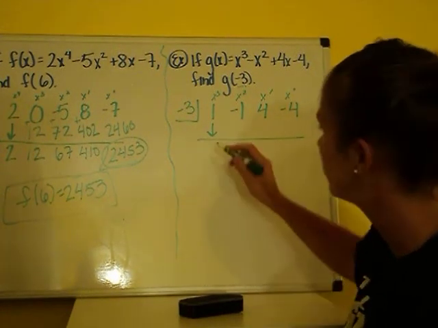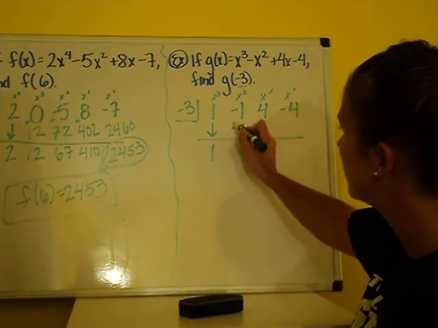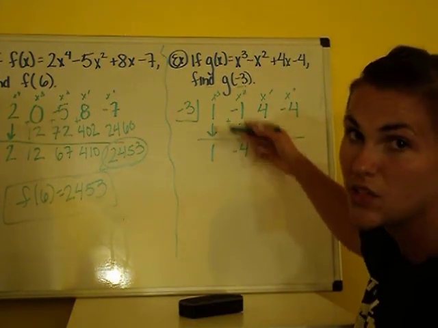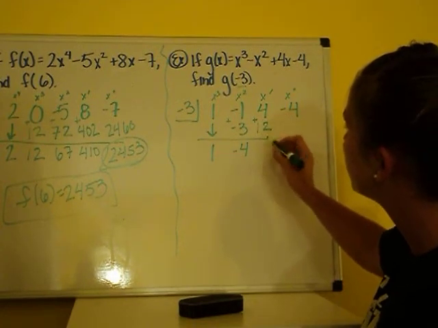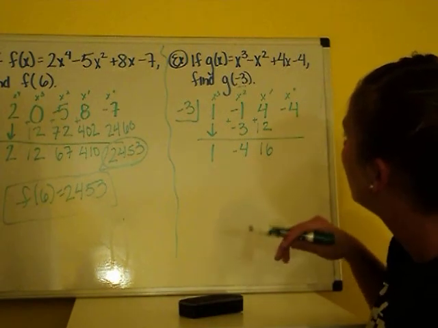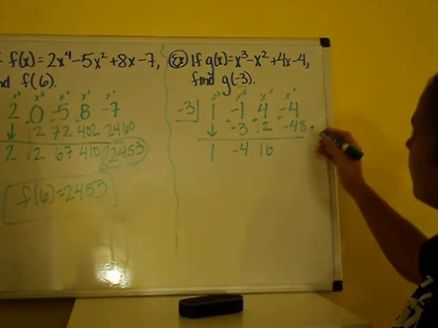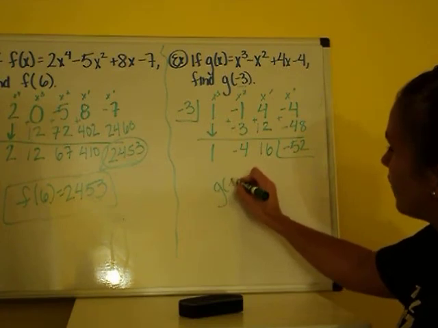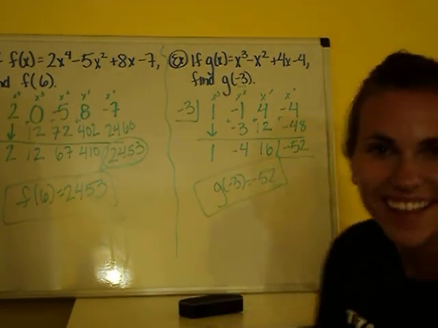So I'm going to drop my first one, which is a 1. When I'm below the line, I multiply. 1 times negative 3 is still negative 3. Then I add. Negative 1 plus negative 3 is negative 4. I'm below the line, so I multiply. Negative 4 times negative 3 is 12. 12 plus 4 is 16. 16, I'm below the line, times negative 3. That's negative 48. Negative 48 plus a negative 4 is negative 52. So g of negative 3 equals negative 52. There you have it. Okay?